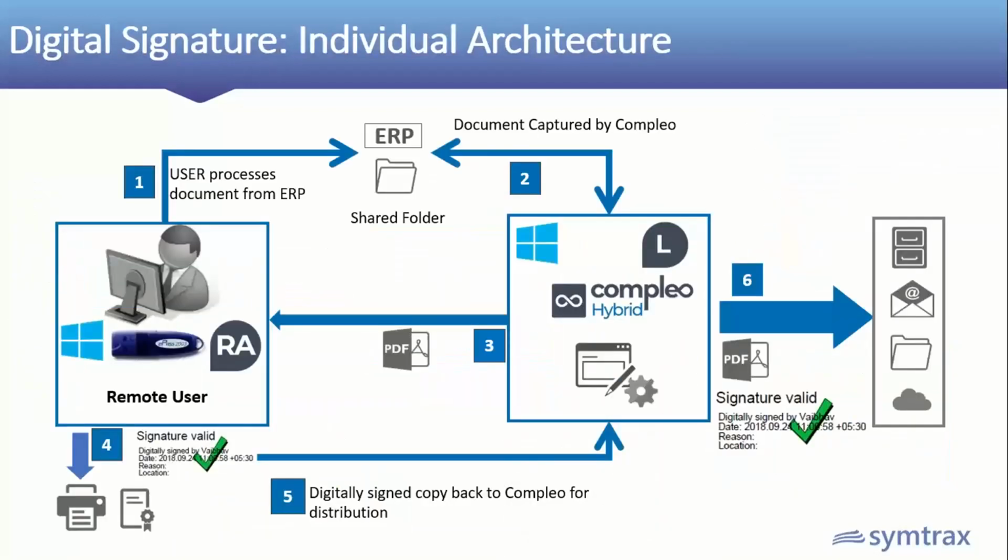Moving further, if you plan to use USB token, then that USB token will be plugged to the authority system for signing. Then the process will be, like at point number 1, document will be processed from ERP. It will be captured in Complio. It will send to government portal for invoicing. Once it comes back along with invoice, then it will send to the respective authority for signing, and then it will be distributed as required.